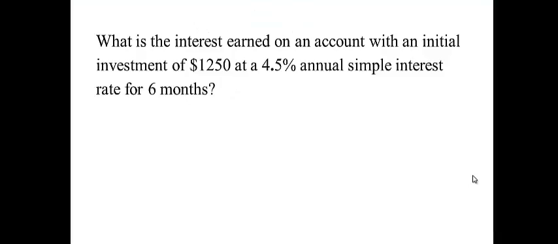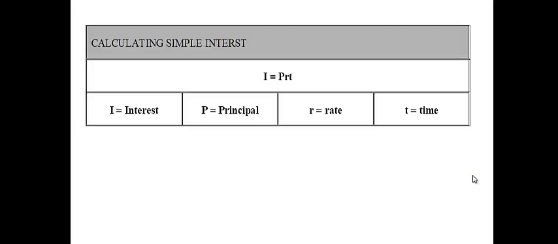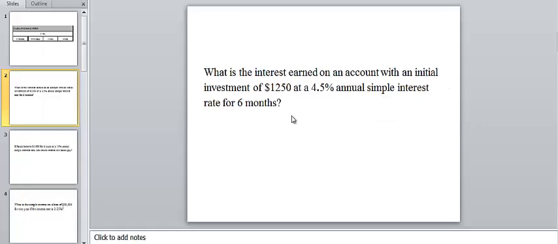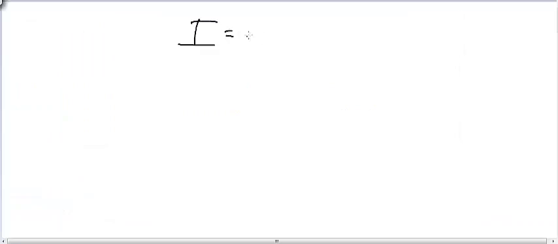Let's look at the question, what is the interest earned on an account with an initial investment of $12.50 at a 4.5% annual simple interest rate for 6 months? To find the interest, we want to use our simple interest formula, which is I equals P R times T, where I is the interest, P is principal, R is the rate, and T is time. $12.50 is our principal, 4.5% is the rate, 6 months is the time. For our simple interest formula, time is usually given in terms of years. So in this case it's given in terms of months. We want to convert it into years to make our equation work.